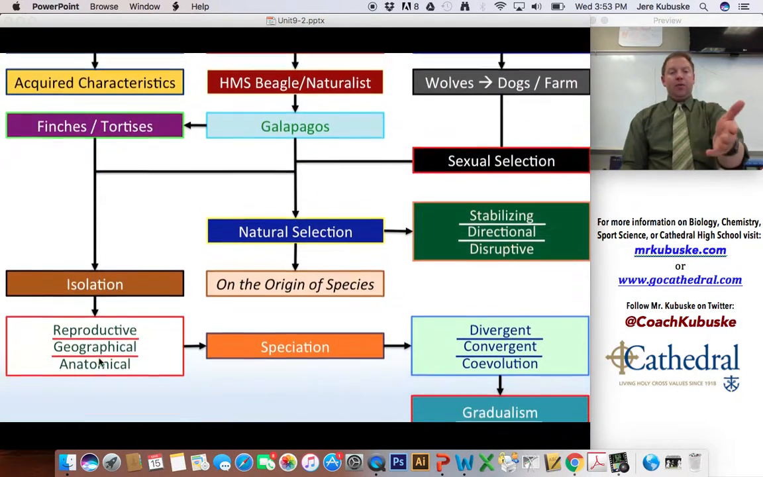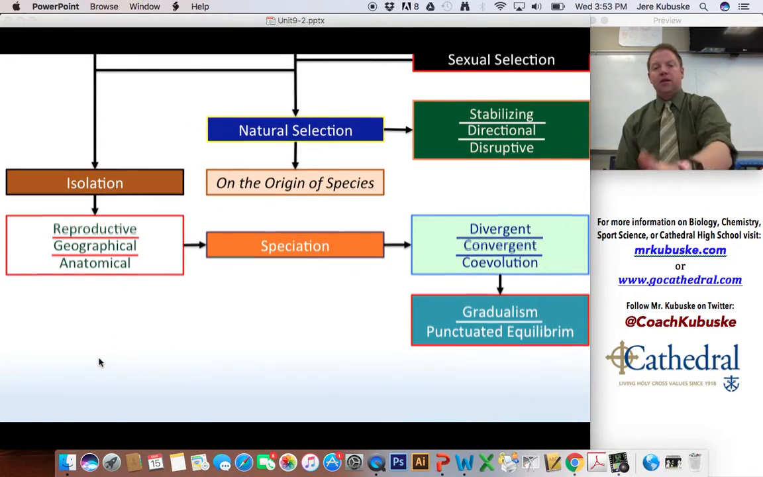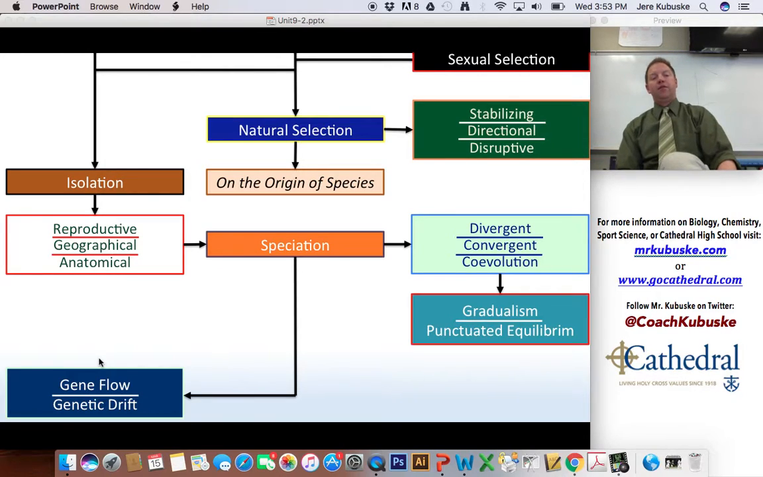So you can see kind of where we've gone. We have isolation. We talked about the different types leading to speciation: divergent, convergent, coevolution, and then the different types or speed of evolution. And then this gets us to the idea, the speciation gets us to the idea of gene flow and genetic drift.